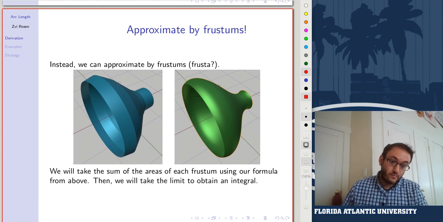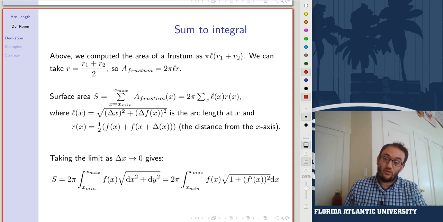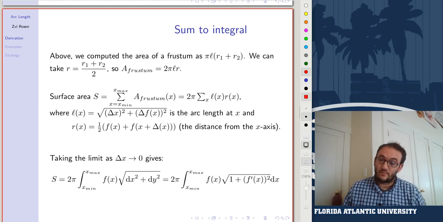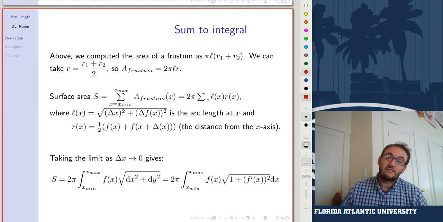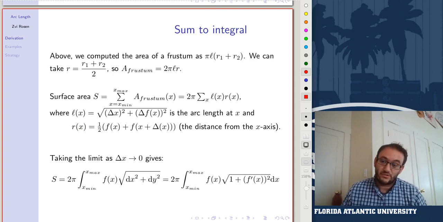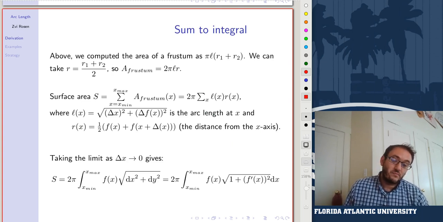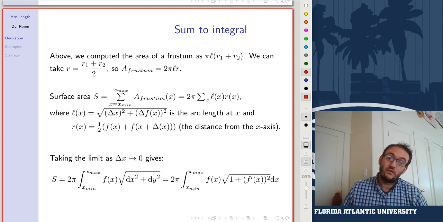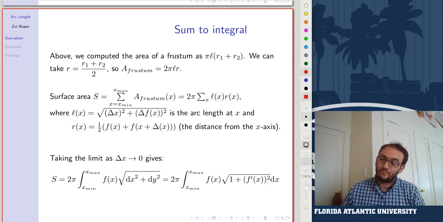So we're going to compute the sum of the frusta and then take the limit to obtain an integral. Let's start by getting the sum and turning it into an integral. Above, we computed the area of a frustum as pi L times (R1 plus R2). We can take R to be the average of R1 and R2, so that the area of a frustum is 2 pi L R, and we don't have to worry about two different radii.